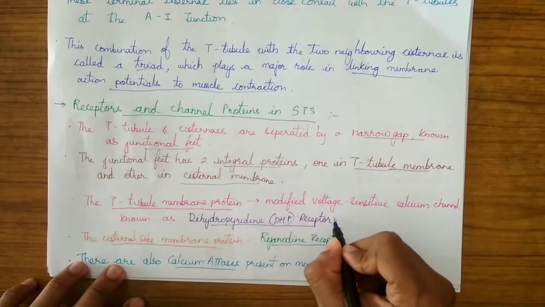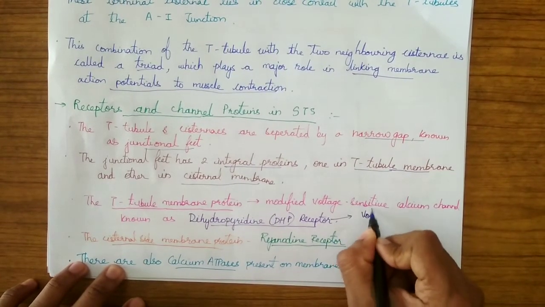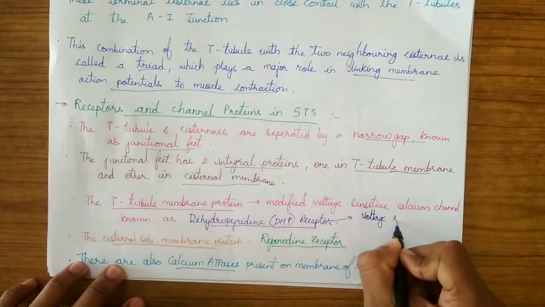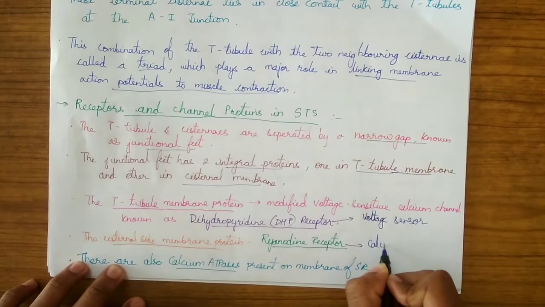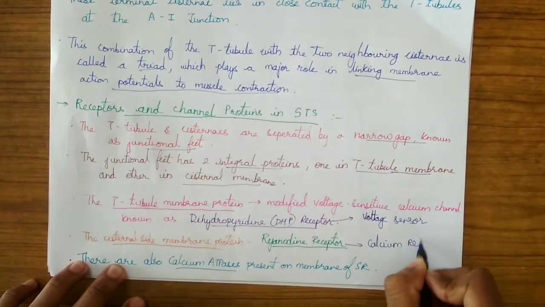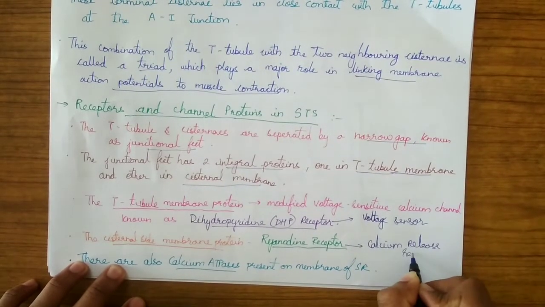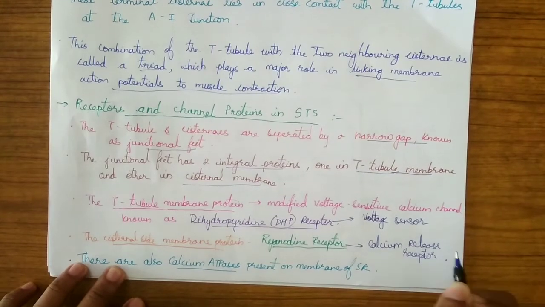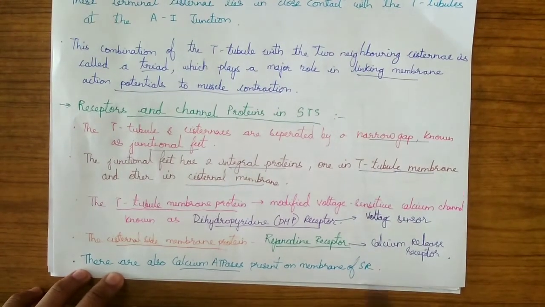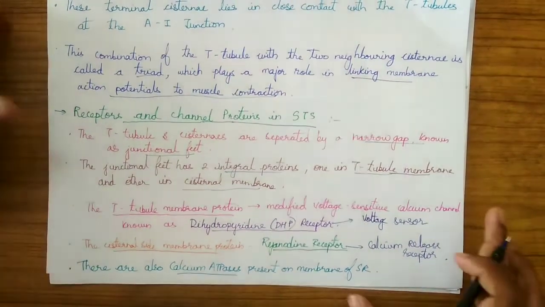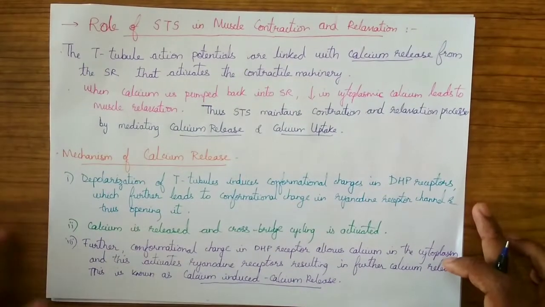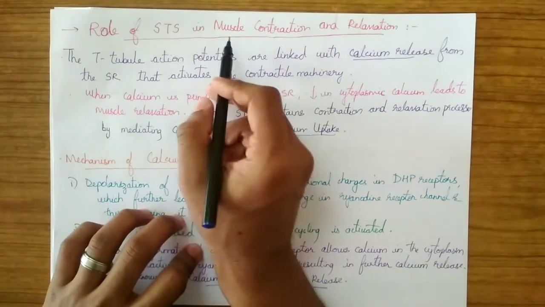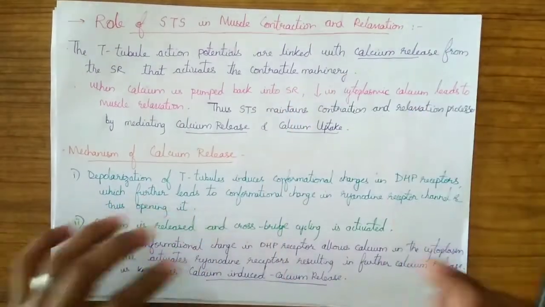So this dihydropyridine receptor is a voltage sensor and this ryanodine receptor is a calcium release receptor. There is also calcium ATPase present on the membrane of the sarcoplasmic reticulum. So now let's talk about the role of the sarcotubular system in muscle contraction and relaxation.